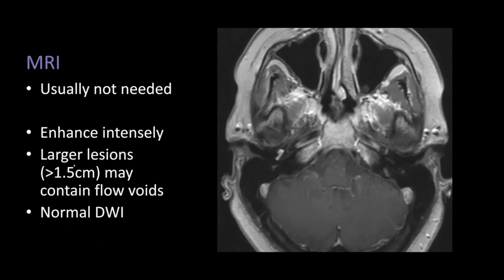Generally with paragangliomas, the larger lesions greater than 1.5 centimeters will have that characteristic salt and pepper appearance that we see with paragangliomas elsewhere. But because these glomus tympanicum tumors are typically small, because they present fairly early with symptoms, we typically don't see the classic salt and pepper with them. And unlike a cholesteatoma, these will not restrict water. There will be normal DWI.